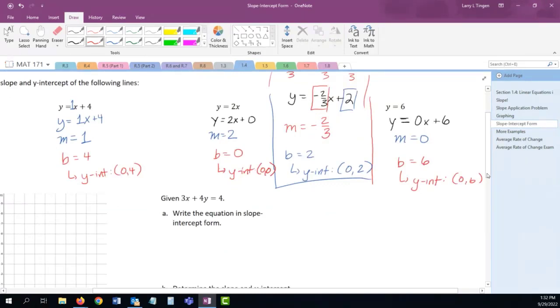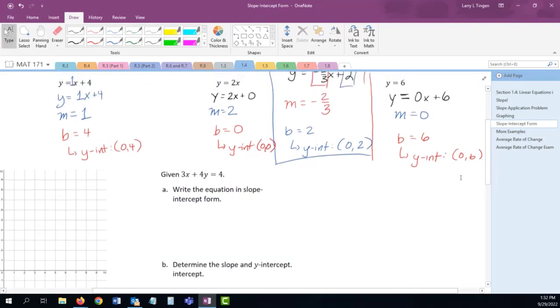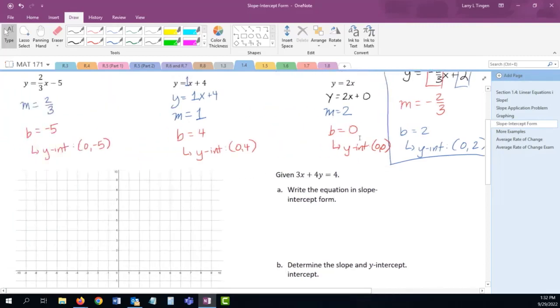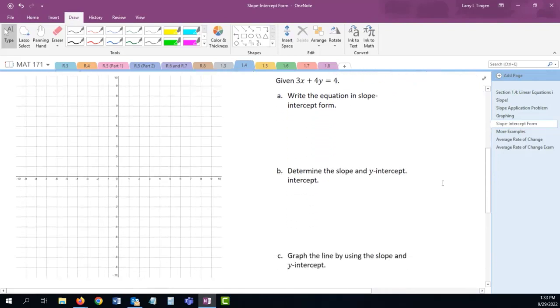So it shows you if you can get y by itself, the slope and the y-intercept are super easy to pick out. And then with the slope and the y-intercept, you can graph your line. All right, you can graph the line that you're given using the slope and the y-intercept. Any questions? All right, I'm going to do this one, then I'm going to let you do the one on the next page, and we'll see how we do together.